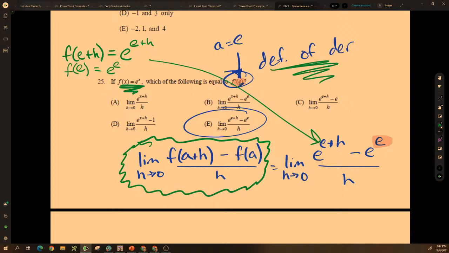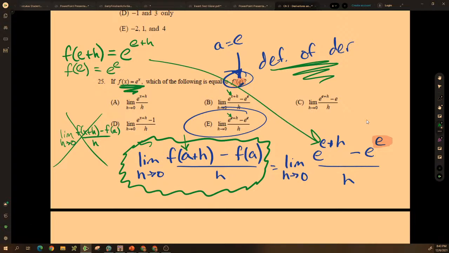Good question. The difference between B and E is on B, there's an x right here. It's kind of hard to see. They look really, really similar. But on B, there's an x right there, whereas on E, there's an e there. So B would have been the limit as h approaches 0 of f of x plus h minus f of a over h. But that's not correct. It should be f of a plus h.